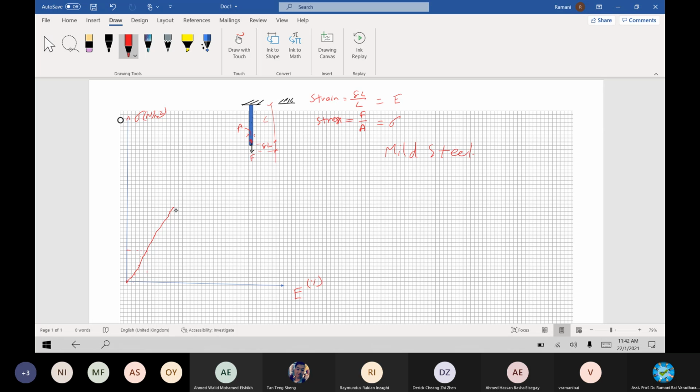And all of a sudden, it will change the value. Up to this, we are seeing one behavior of the material.